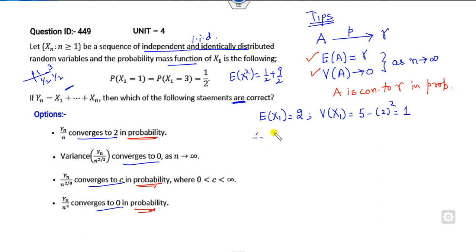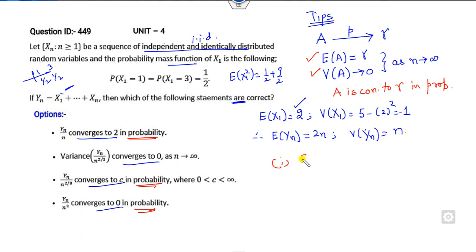So therefore, what is the expected value of Yn? Because they are IID, X1 has a mean 2, X2 has a mean 2, so the total mean is 2n. What is the variance of Yn? Each has a variance 1, so it is n. Now we can start with the first part.